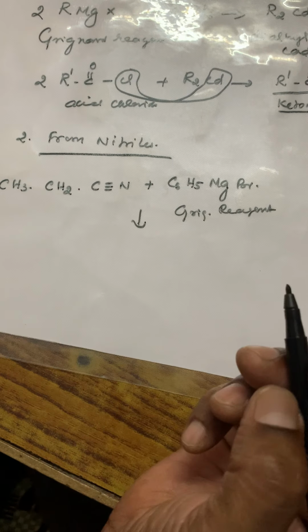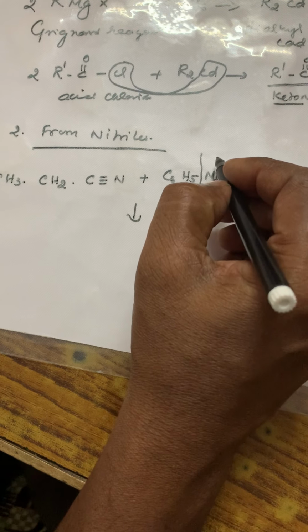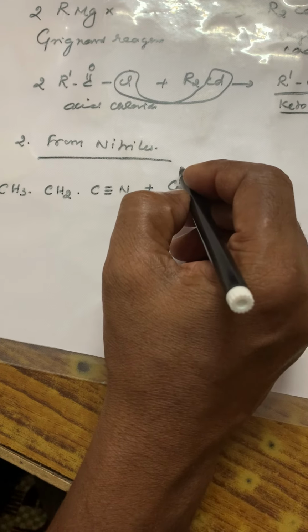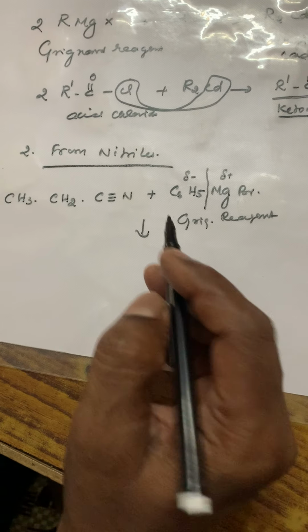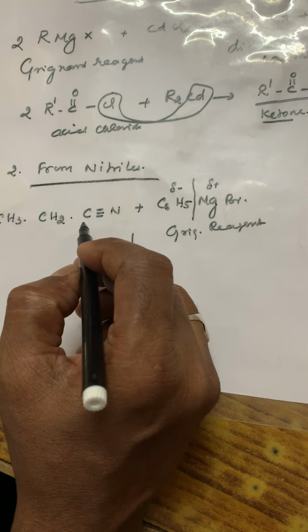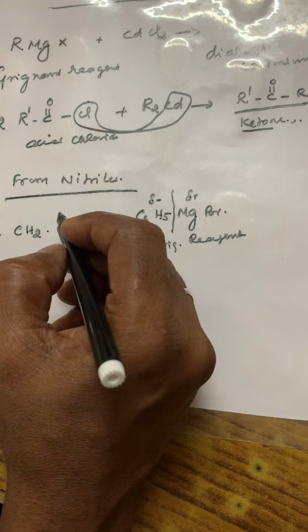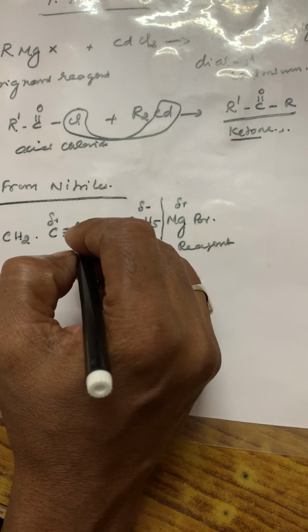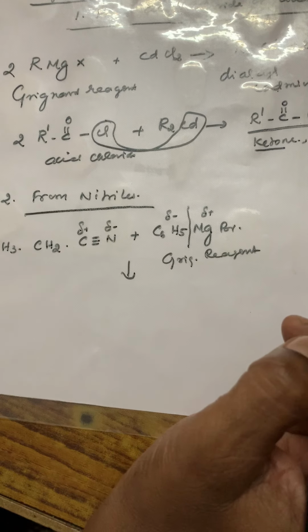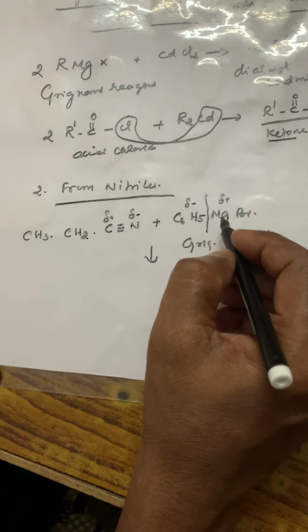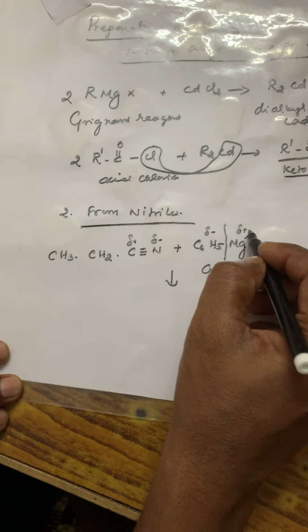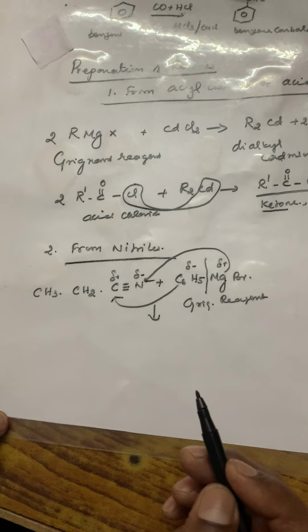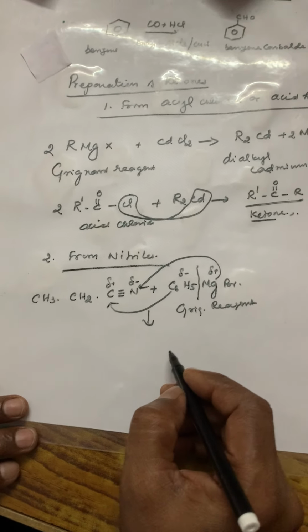Here it is split into two. Magnesium is highly electropositive, so it carries a positive charge, and the phenyl group gets a partial negative charge. Here, carbon and nitrogen: carbon gets a slightly positive charge, and nitrogen is highly electronegative, so it is negatively charged. The MgBr is going to attack nitrogen and the phenyl group is going to attack the carbon. So we get it here.